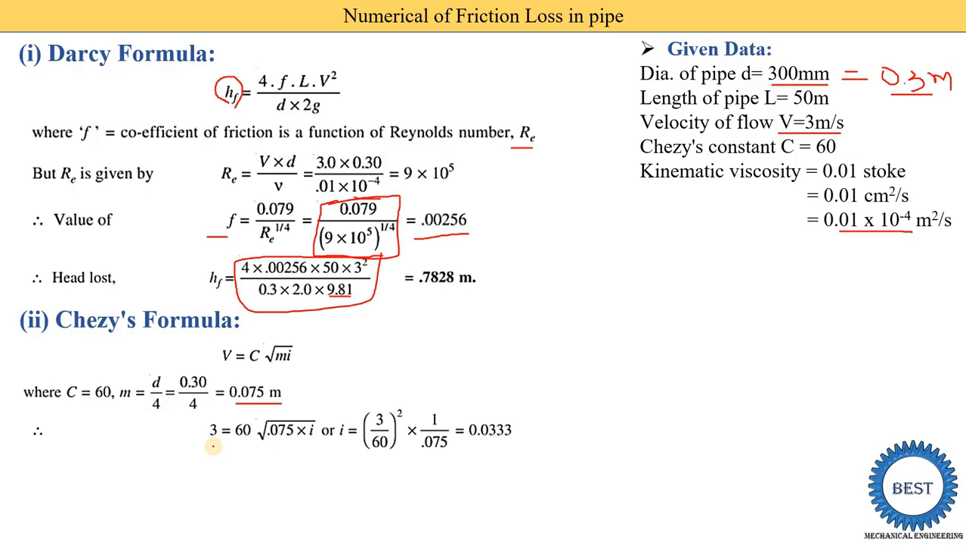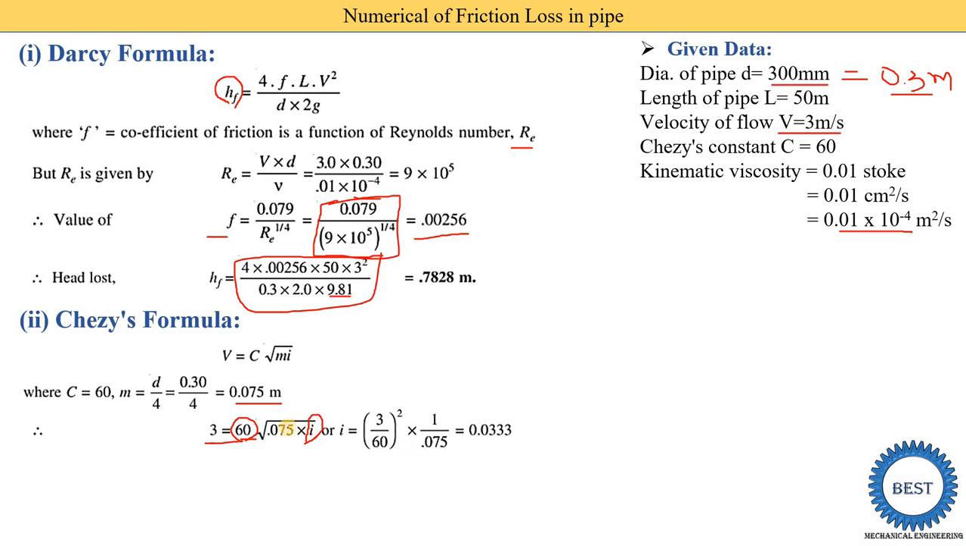So V is equal to 3. Here we put this 3. Capital C, the Chezy constant, is given as 60, under root of m. m is equal to 0.075 into i. So we can find out this i from these equations. Okay, so i is equal to 3 divided by 60. This 60 goes to the right side, in the divide portion. So 3 divided by 60.